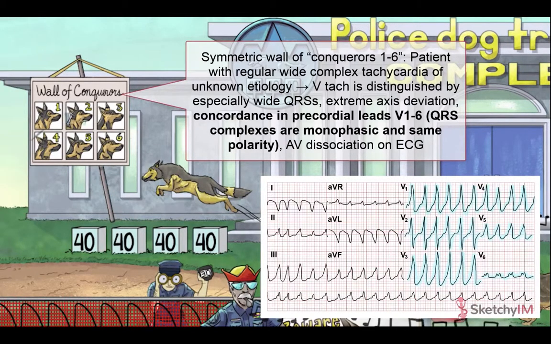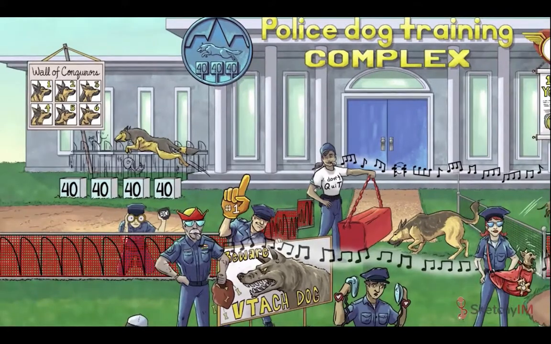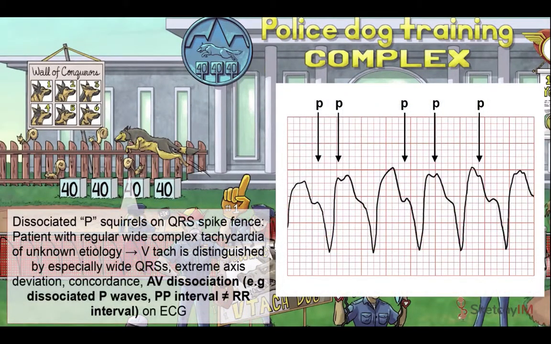VTAC is associated with concordance in the precordial leads, which means that the QRS complexes are all monophasic and of the same polarity, i.e., all pointing up or all pointing down, which is why the German Shepherd ears are all pointing in the same direction. If present, AV dissociation is another clue that you're dealing with VTAC.